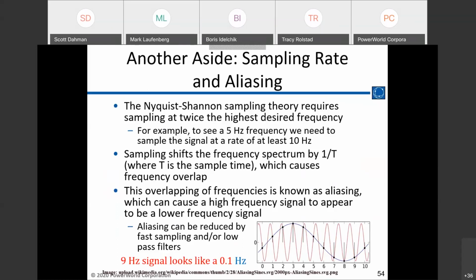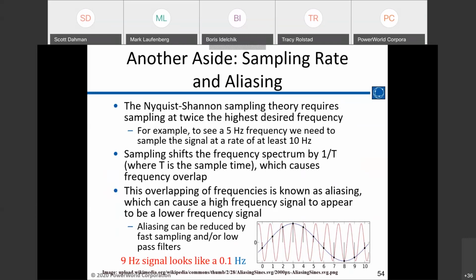One of them is something that we all learn as electrical engineers way back in school: sampling. As an example, if I have this red curve here, if this was my oscillation, it's about a 9 hertz oscillation. If I were to sample that signal every 1 second, which is shown by the black dots on here, then it would look like I'm sampling about a 0.1 hertz signal. This is what is known as aliasing in the frequency world.